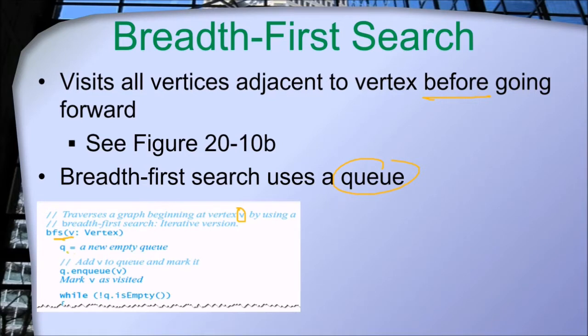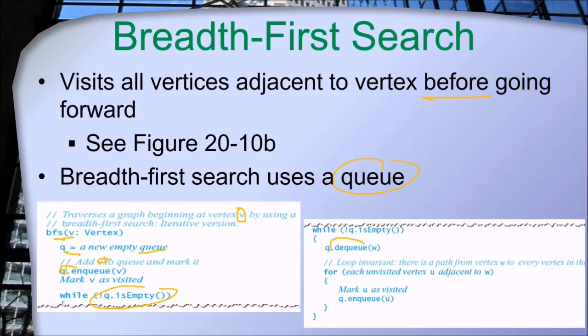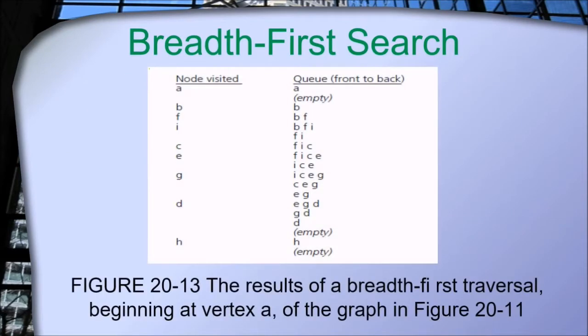So we enable a Q, that is an empty Q, and then we visit V and mark it as enqueued. And while Q is not empty, we again dequeue it, and for each unvisited vertex U which is adjacent to W, we mark U as visited, and then we again enqueue it, and this goes on. So this is the result of the breadth first search beginning at vertex A of the graph we have just seen. You just have to understand, don't worry about this. We just have to understand that we have to traverse according to the level, and the queue will be filled and unfilled according to the nodes at the same level being traversed.